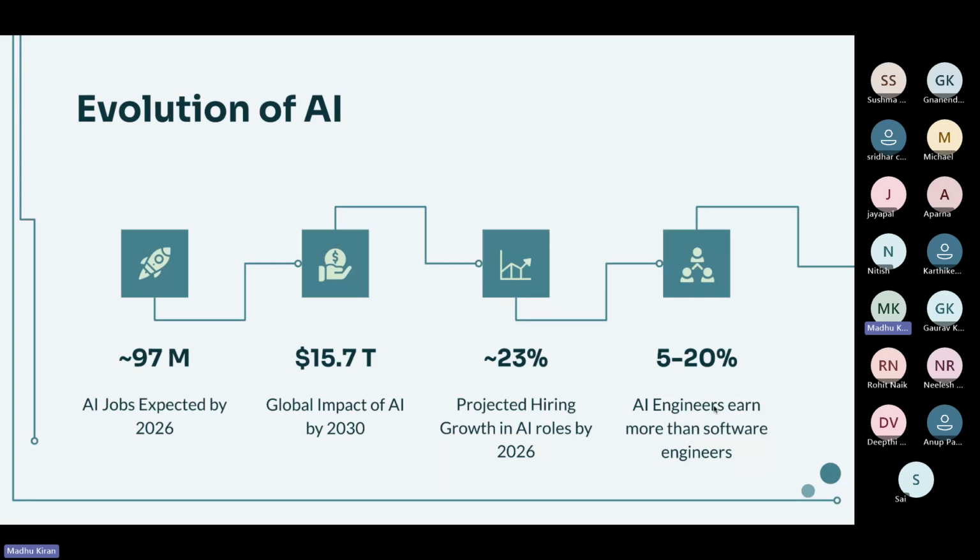And here's something closer to home. In India itself, we are expecting 1 million AI professionals by 2026. These are not random numbers. They show us that AI is not just some futuristic topic. So this gives us an overview that AI is very important to learn, and there's a lot of scope in AI.